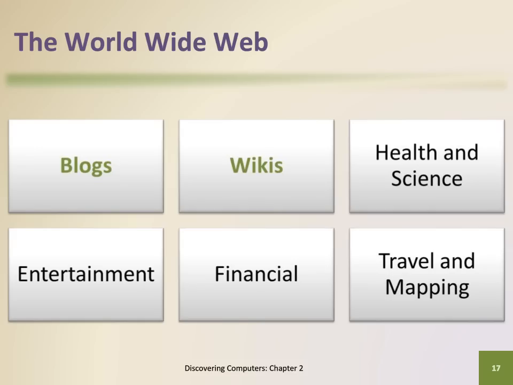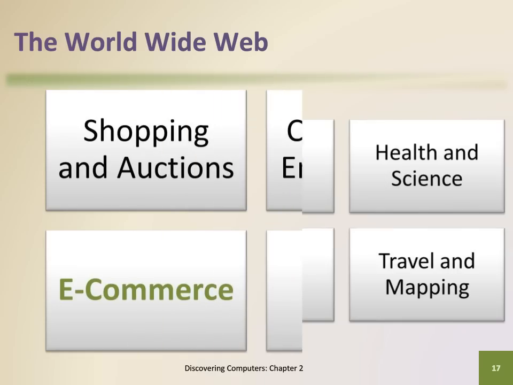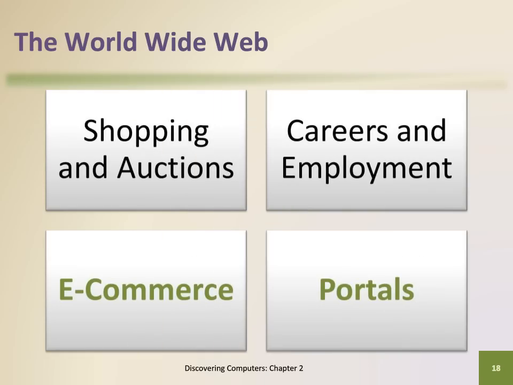Entertainment sites provide a wide variety of interactive and engaging environments. Online banking and online trading are two examples of financial websites. Travel and mapping websites act like online travel agencies and can also provide reviews. Electronic retail allows users to purchase just about any product or service on the web. Career information and job openings can be found on employment websites.